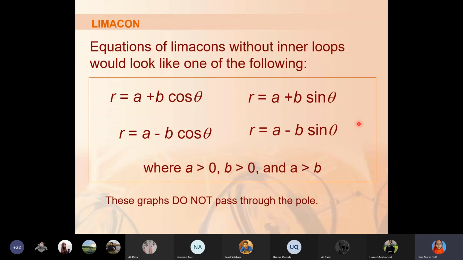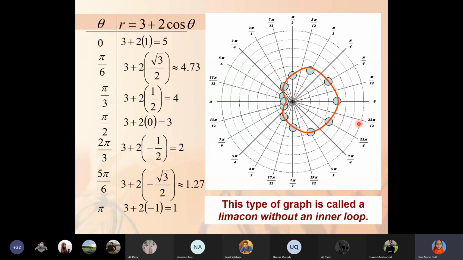Limaçon, the meaning of Limaçon is actually snail. Snail, have you seen one? It is a French word, snail. So the shape of this curve is like a snail. That's why its name is Limaçon.